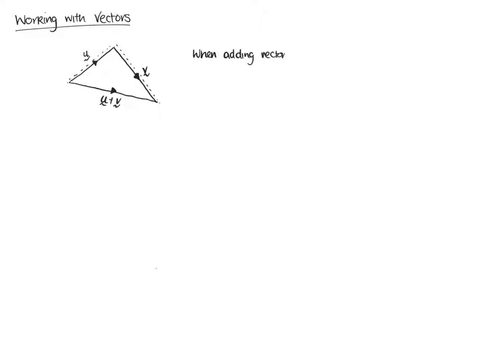geometrically, so that means like in a drawing, they need to be nose to tail. So that means like the end of one to the start of the other one.